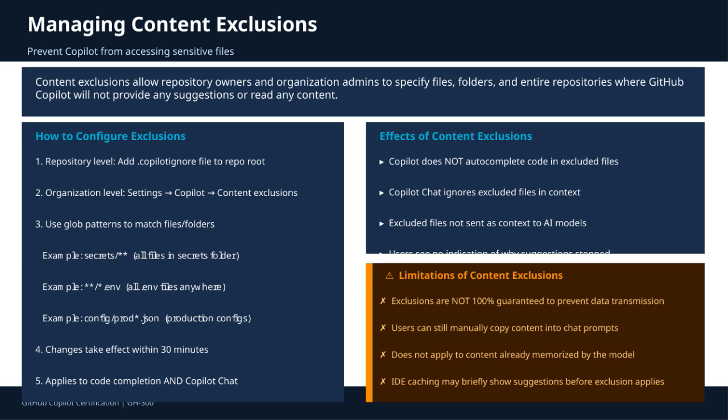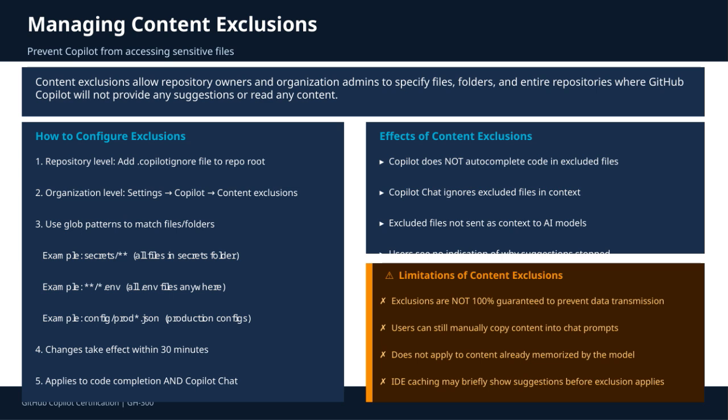to Copilot chat. Regarding the effects, Copilot will not autocomplete code in any excluded files, nor will Copilot chat use their content in context. Importantly, these excluded files are never sent as context to the AI models. Users won't see any message explaining why suggestions stop, it just quietly happens. These exclusions work across all editors accessing the repository, so the restriction is consistent no matter where you work.